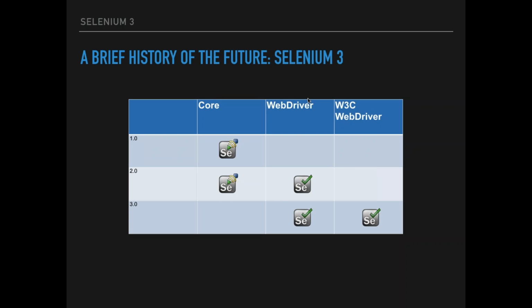So fast forward to a brief history of the future. Selenium 3. What is this going to be? Selenium 3 is where we remove Selenium Core, that underlying JavaScript application that used to control the browser, and we just leave the WebDriver APIs. In addition, we have the beginnings of the W3C WebDriver compliant protocol being implemented as part of the client libraries offered by Selenium. If you try and use a W3C compliant WebDriver server, such as the Gecko driver that ships from Mozilla, then Selenium 3 will be able to communicate with it.